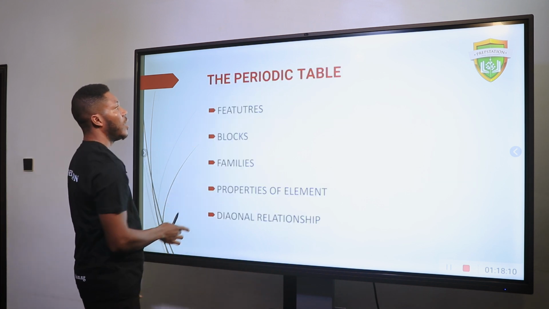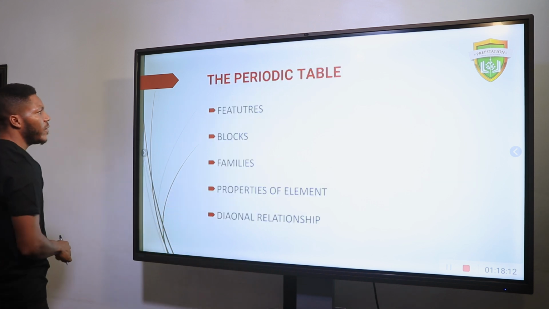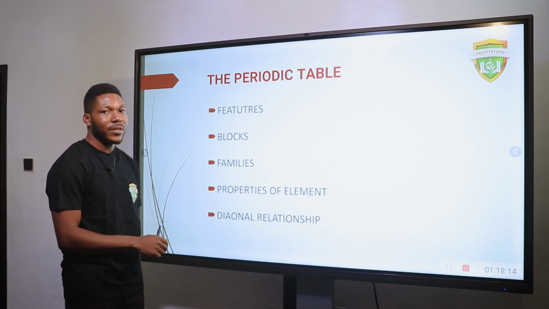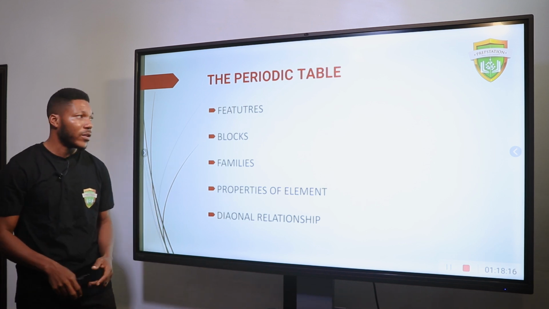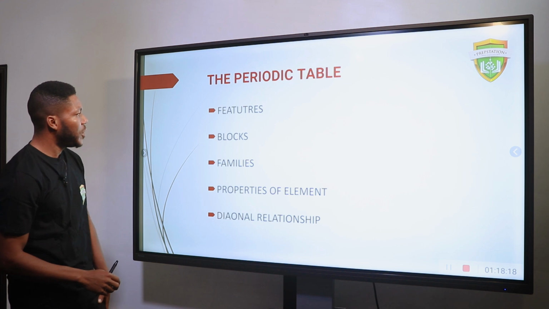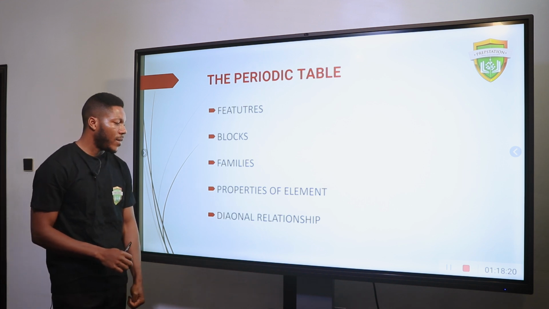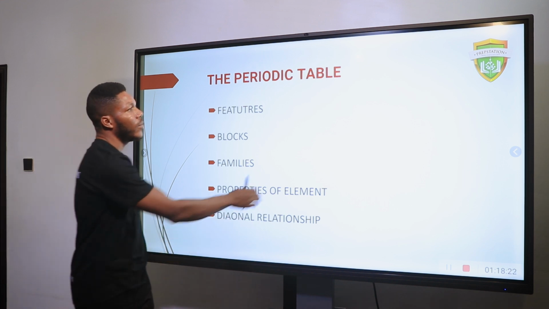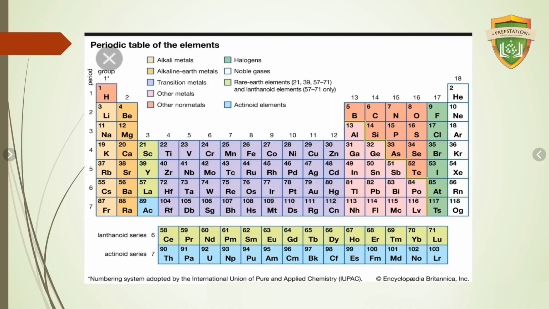All right. Okay, so we move over to the next topic, which is the periodic table, the last topic for this episode. So we're going to look at the features, the blocks, the families, properties of elements, and their diagonal relationship. All right, so this is a typical periodic table. So I'm going to explain so many things from here. You listen attentively before you get to the notes.